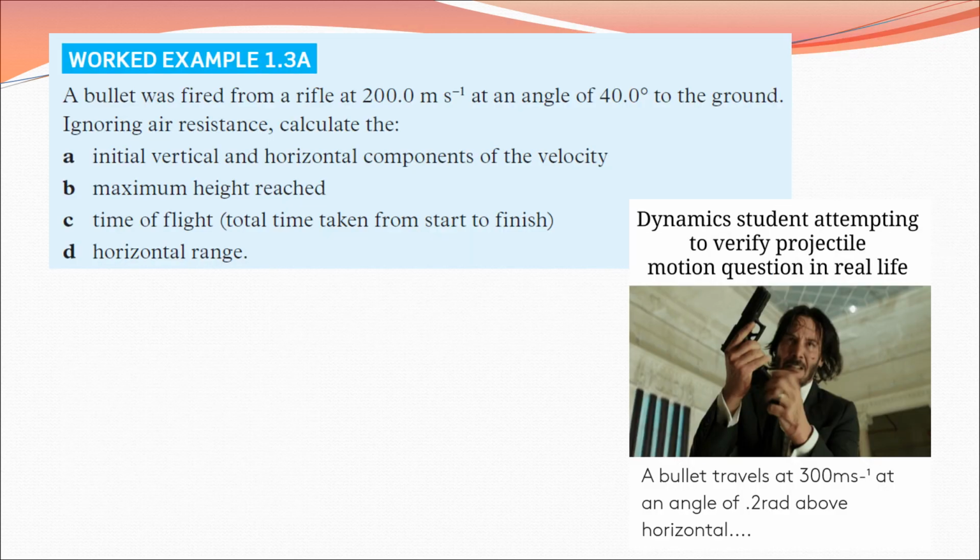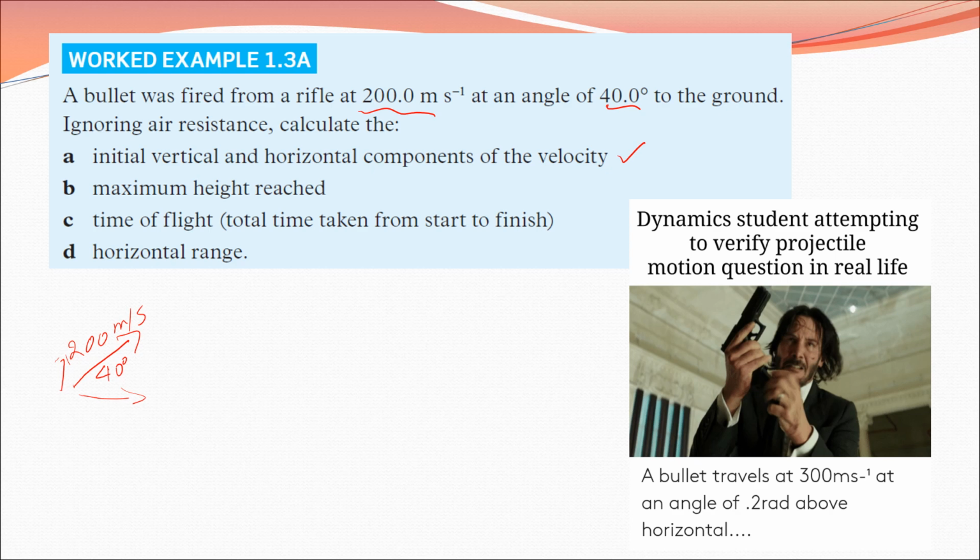Right, let's look at an example. A bullet is fired from a rifle at 200 meters per second, kind of fast, at an angle of 40 degrees to the ground. So we're going up at 40 degrees at 200 meters per second. We can go back to resolving the vectors like we did at the start, or we can look at the formulas that we looked at a lesson or two ago. I'll come to that when we look at the solution. So what are we going to find out?